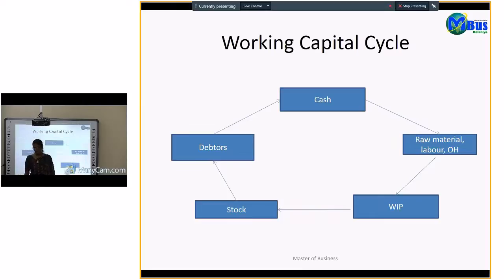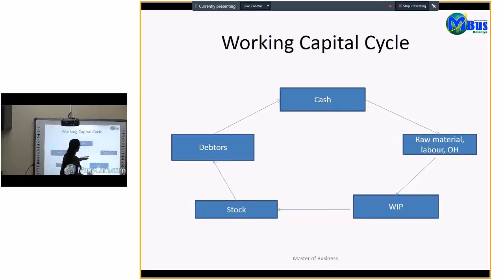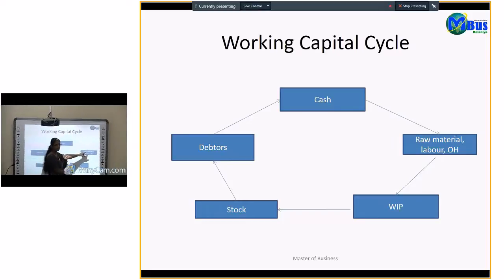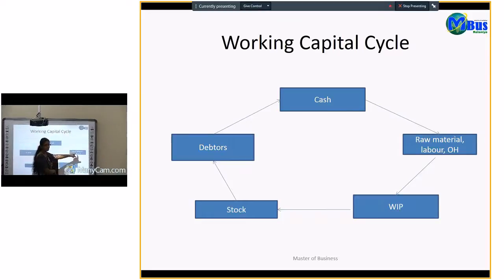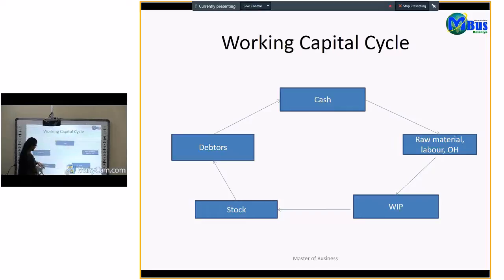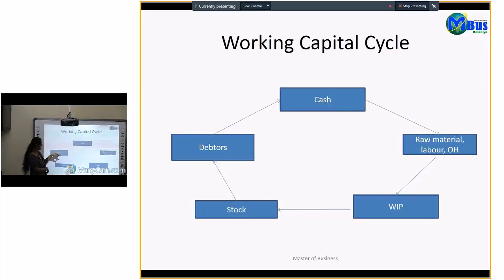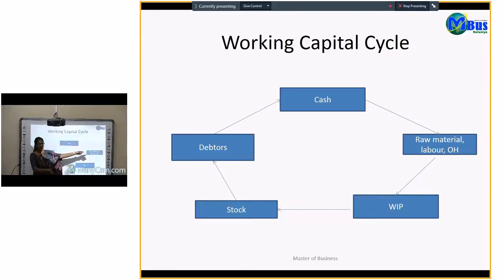From this one also it explains the same. First of all, we should have raw material, labor and overhead, right? So we have creditors here. We create creditors by purchasing material, labor and overhead on a credit basis. Work in progress, we convert that into production. Then we get the finished goods, we have to sell them to debtors. From the debtors, we have to collect money. Then once we collect the money, we have to pay the creditors. The same period is there.